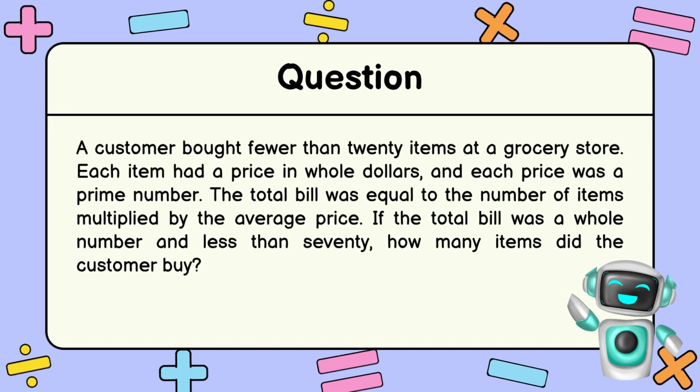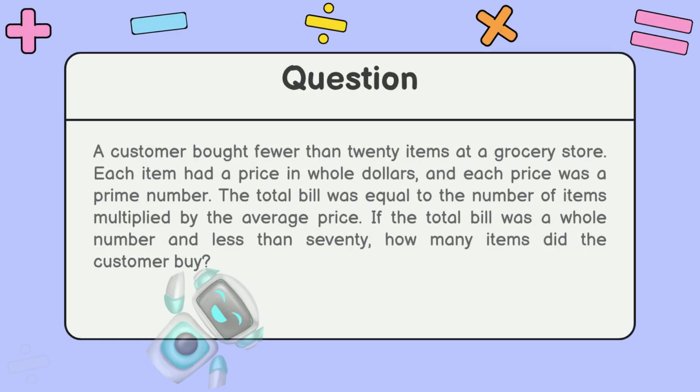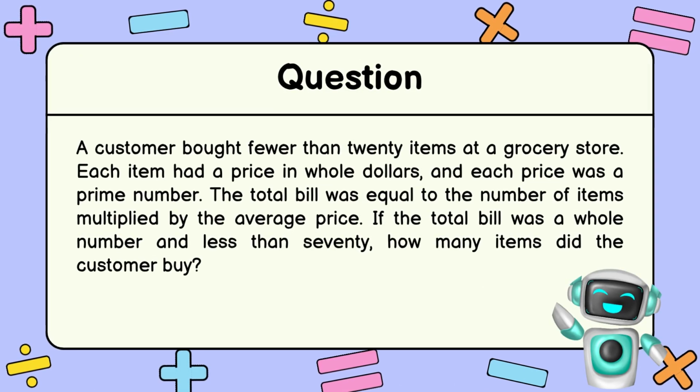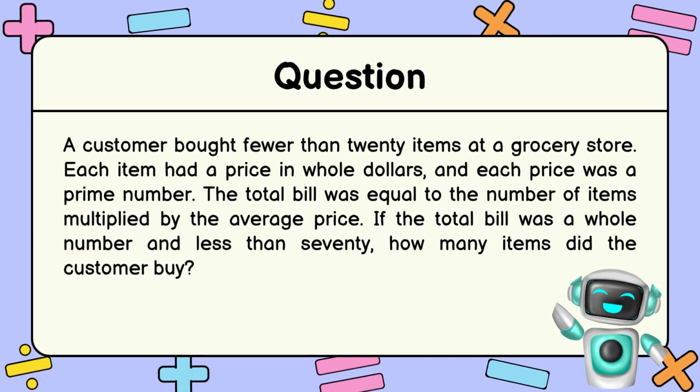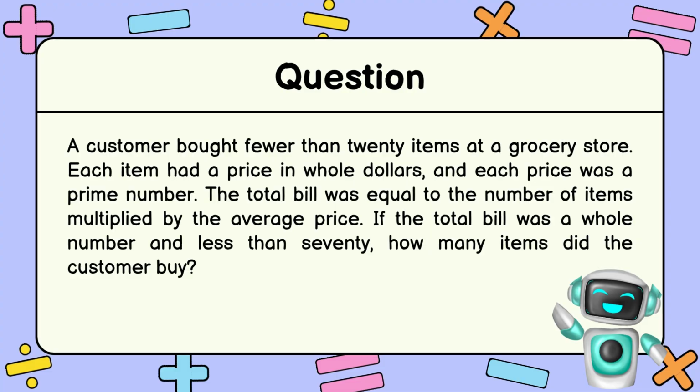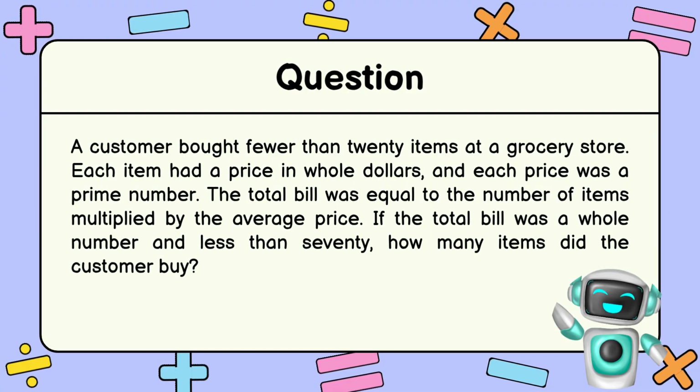Now, have a look at our question. A customer bought fewer than 20 items at a grocery store. Each item had a price in whole dollars, and each price was a prime number. The total bill was equal to the number of items multiplied by the average price. If the total bill was a whole number and less than 70, how many items did the customer buy?